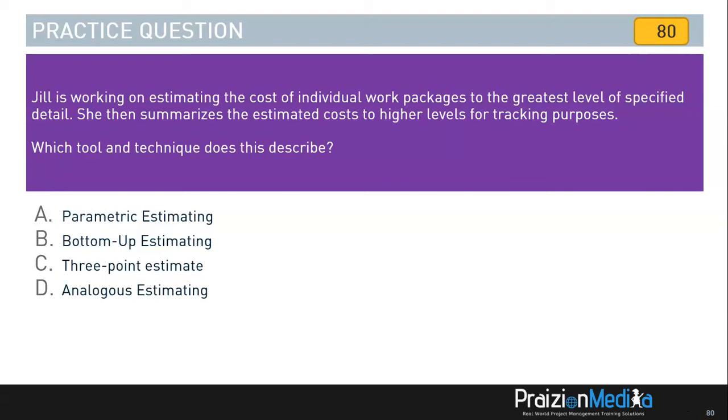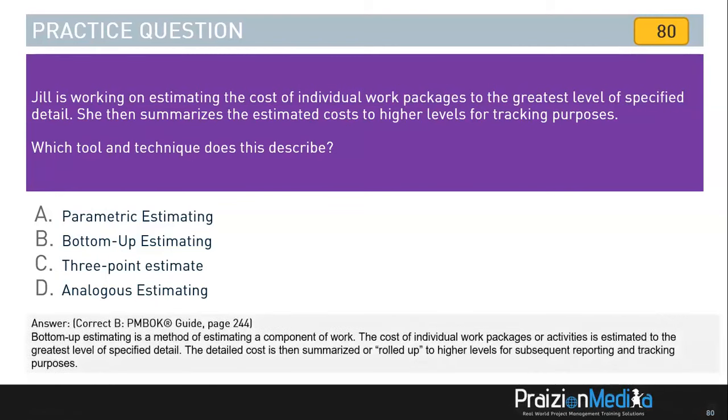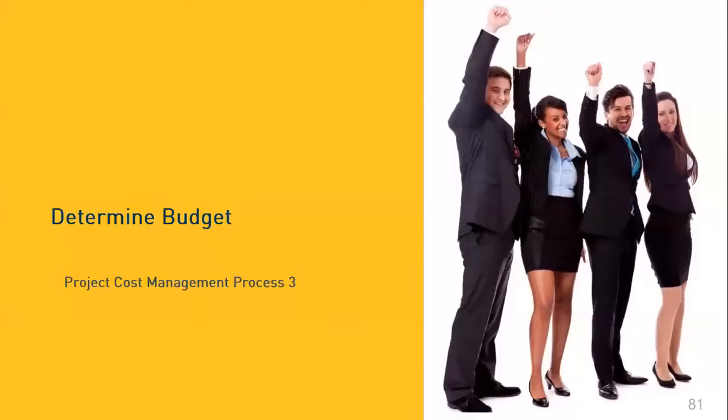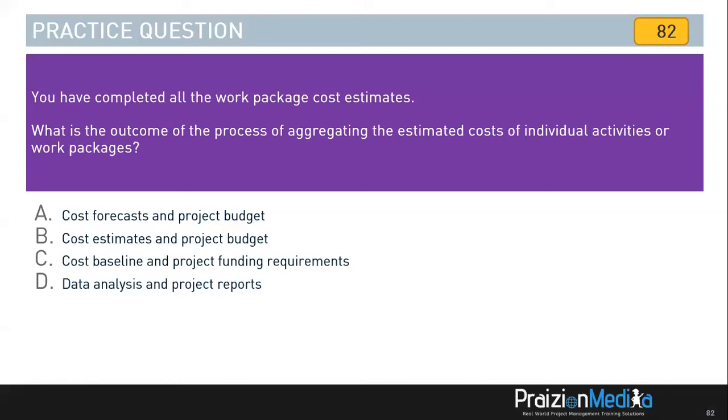So the answer to this, my friends, when we talk about going down to the lowest levels, this is not analogous, neither is it 3-point, and it does not describe parametric. This is talking specifically about bottom-up estimating. Going down to the granular levels and rolling up. Next question. You have completed all the work package cost estimates. What is the outcome of the process of aggregating the estimated costs of individual activities or work packages?